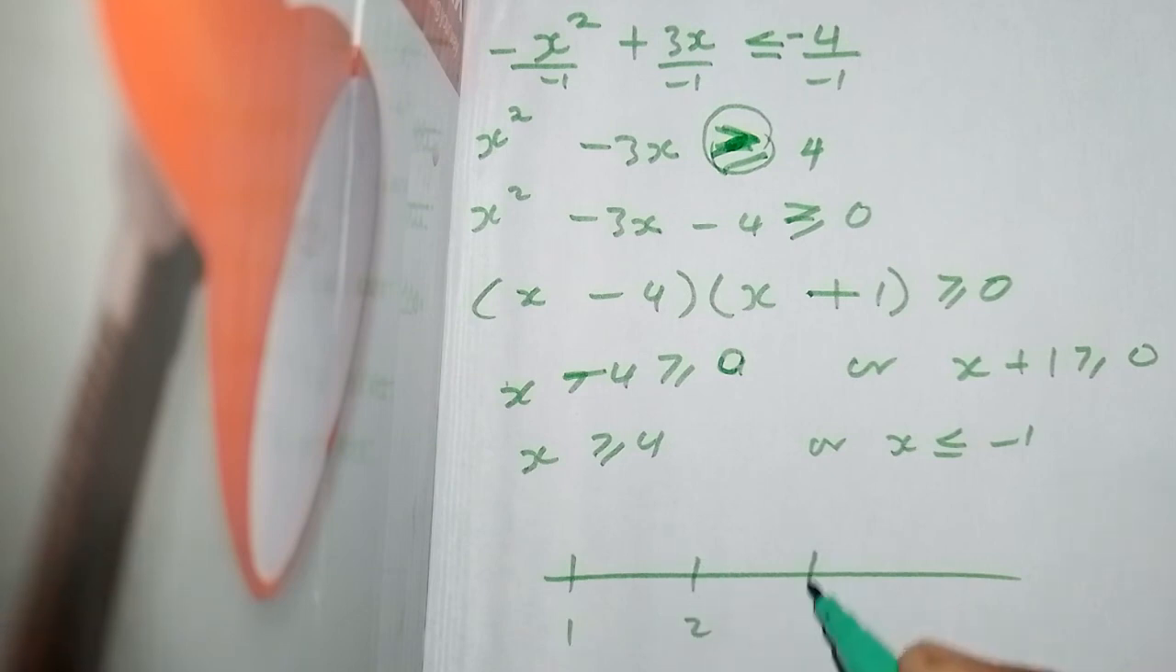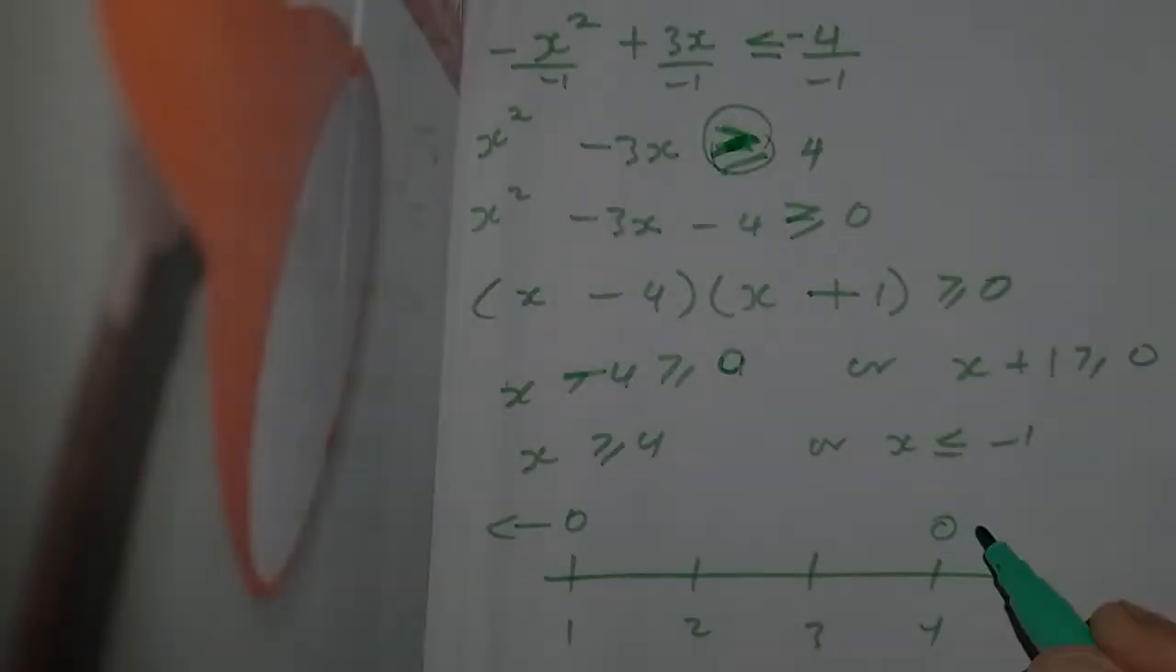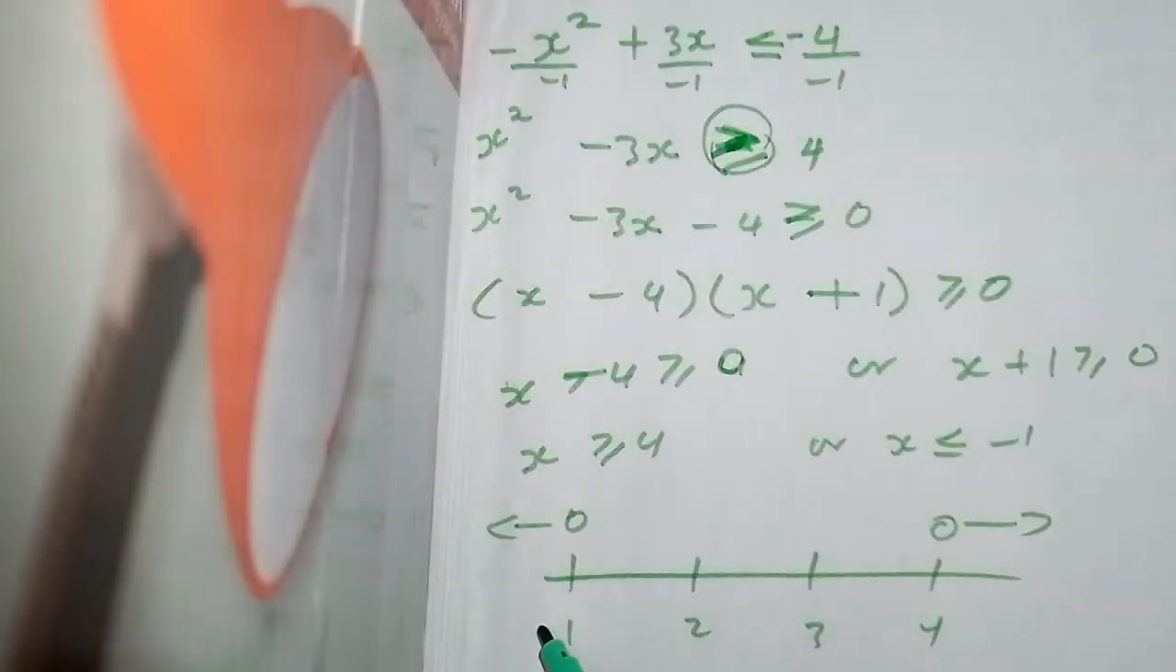-1, 1, 2, 3, 4. My graph will just be something of that nature. Okay.